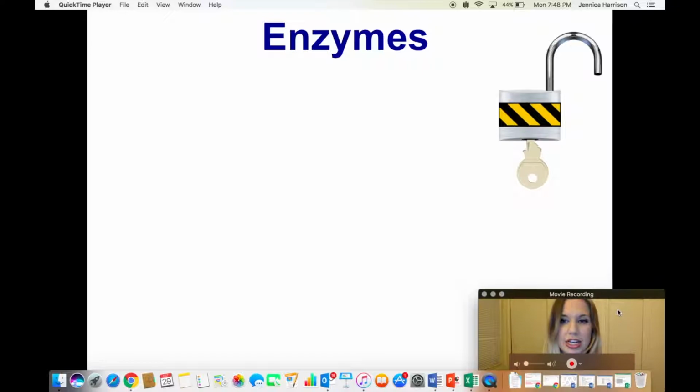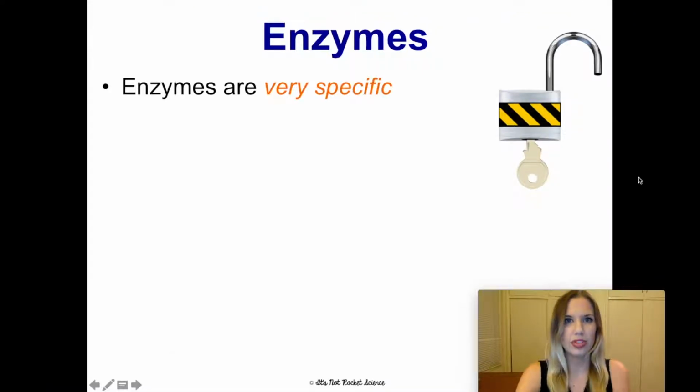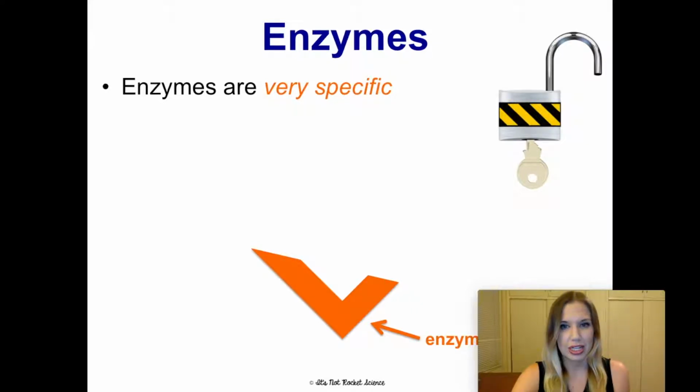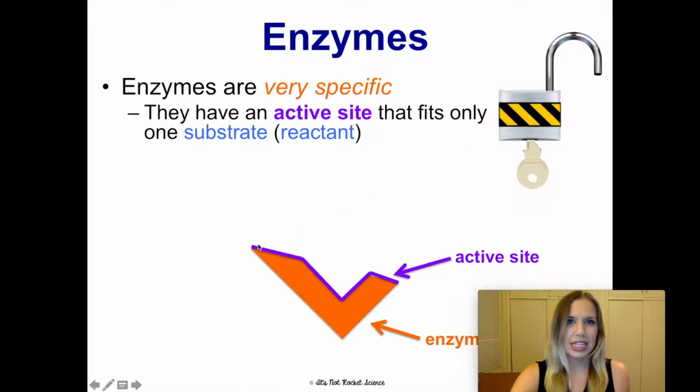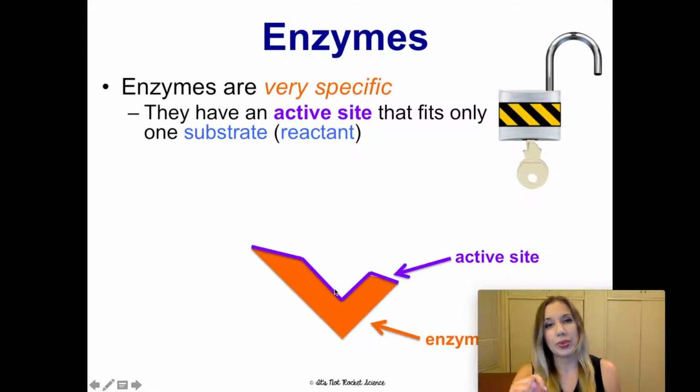Okay, let's put this down here again. Okay, so enzymes are very specific. So here's an example of an enzyme, and they have this thing called an active site that only fits one substrate or reactant, so it only fits one type of substance. And so this is the active site that I was referring to, and it's basically just a very specific shape that only one type of molecule can fit.